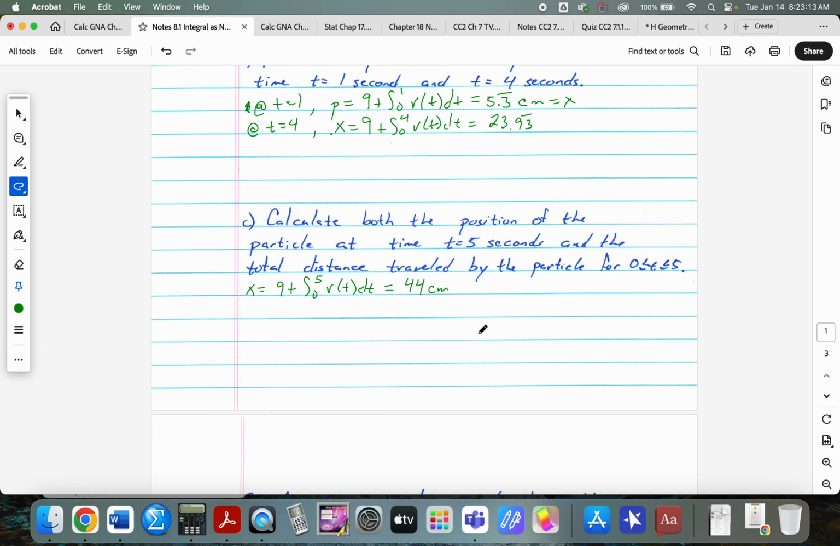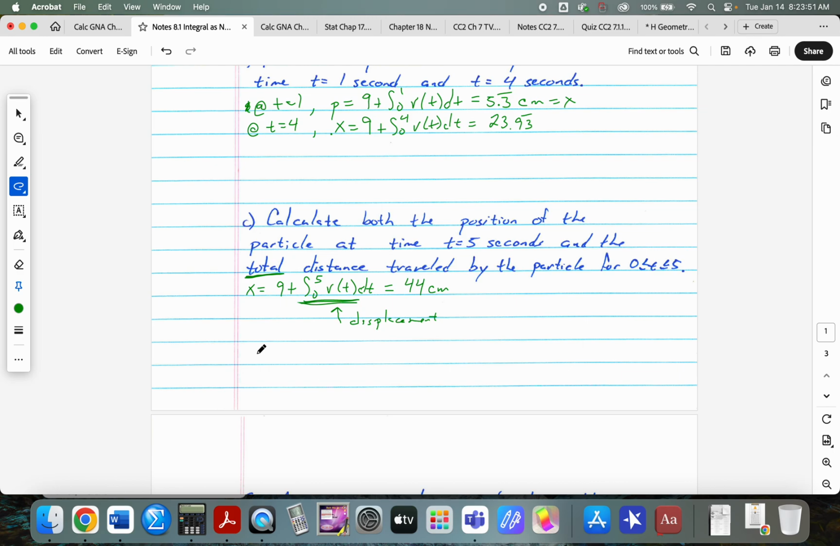Now, let's find the distance traveled. Notice it says total distance traveled. What this gives me is basically displacement. It's the change in position. That's not the same as the total distance traveled. So you can't just do 44 minus 9. It started at 9, it ended at 44, therefore it traveled 35 centimeters. It's going to be more than that because it was traveling to the left and then to the right.